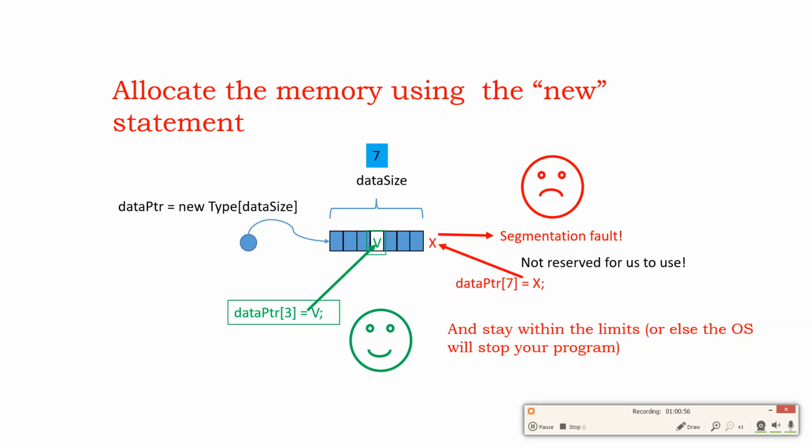Now, the correct syntax for it is to write data ptr is equal to new, whatever the type is, and then you put the size. ptr is equal to new int[5]. It means 5 integers. In this case, I'm saying 7 of them. And then you have to stay within the range. If you actually stay within the range, you're fine. If you go out of the range, that's a segmentation fault.